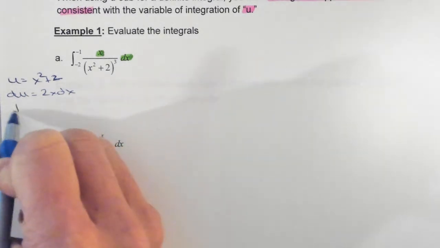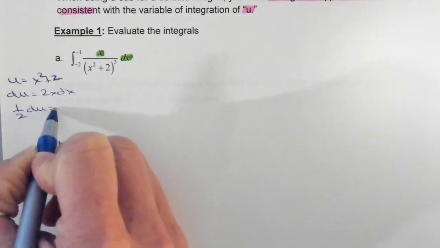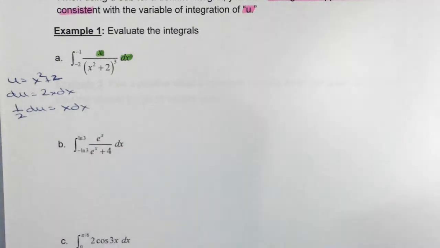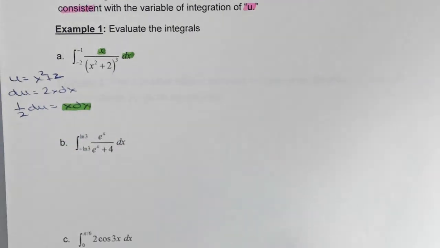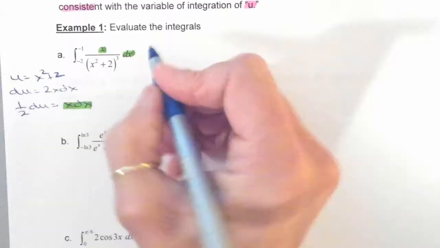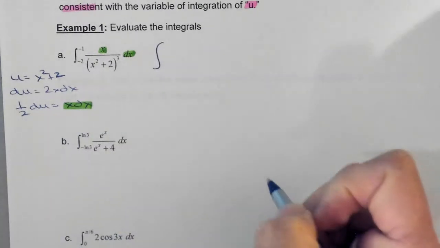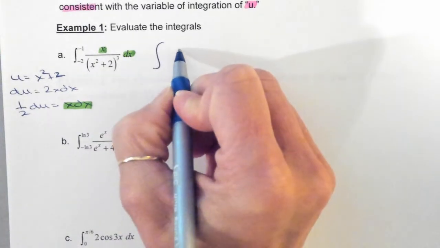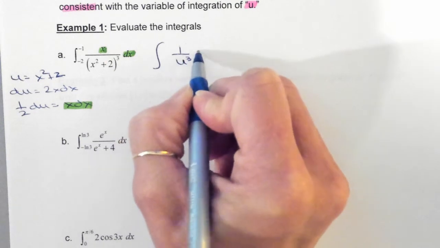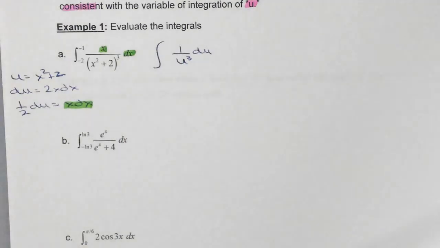Okay, so I've got 1/2 du is equal to x dx. So this is what I wanted to get rid of. Everybody good so far? Okay, so what we have is the integral, don't write your bounds yet, of 1 over u cubed du.